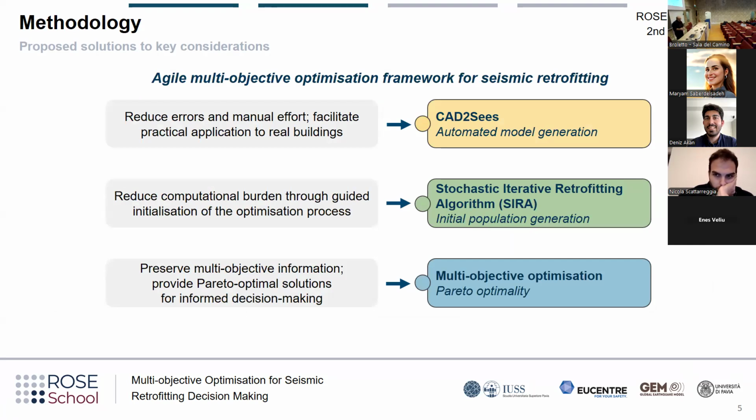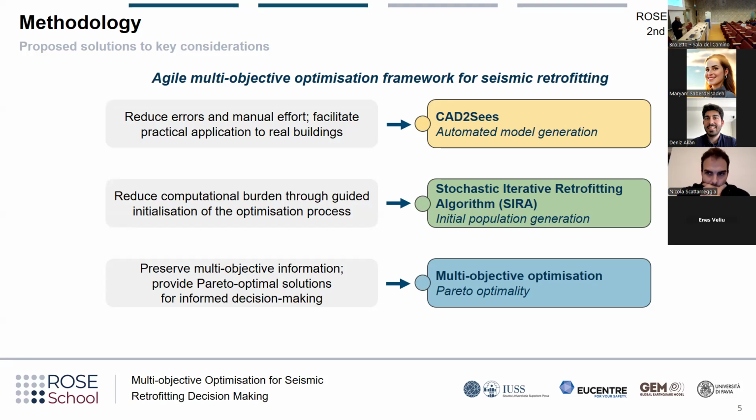We are going to see the Cat2Cs tool to make OpenCs more accessible and usable. For real case buildings, it uses CAD files to generate the OpenCs models and do the assessment, and it can be connected to carry out the whole optimization process.